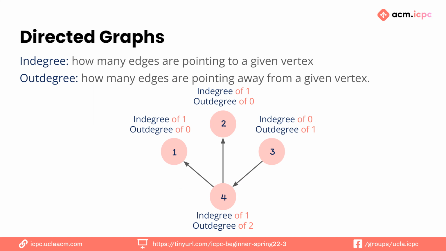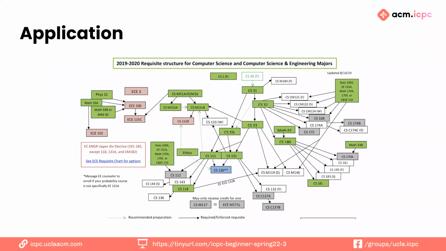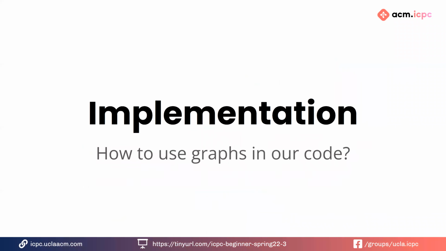All right. Okay. And then here's an application of directed graphs, which is your favorite directed graph, the prerequisite graph of CS majors. And it's directed because you have to take one class before the other. There's an order to it. So yeah. All right. Any questions? Or give me a thumbs up. All right, cool. Okay. How do we implement it?